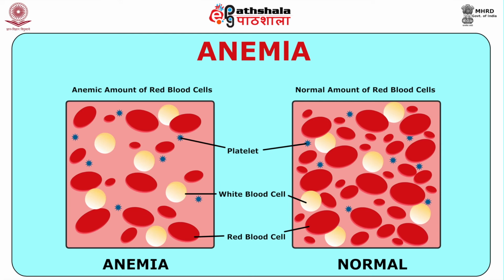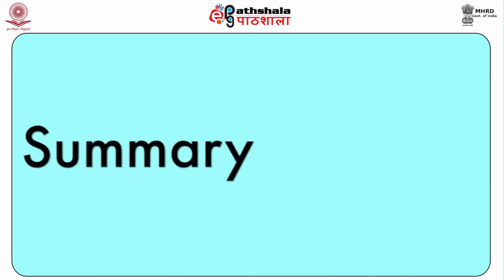Iron deficiency anemia can lead to fatigue, shortness of breath, chest pain and heart problems. So as shown in the figure, you can clearly see how the normal and the anemic cells are different from each other. You clearly see that in anemic cells, the RBC count has gone down, whereas in normal cells, you can see the normal amount of red blood cells.